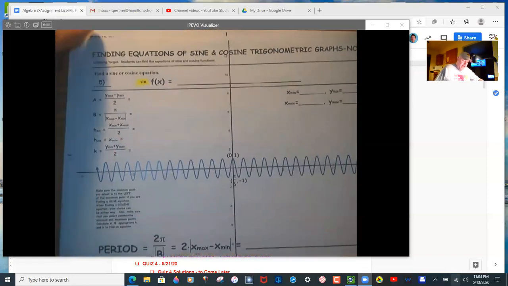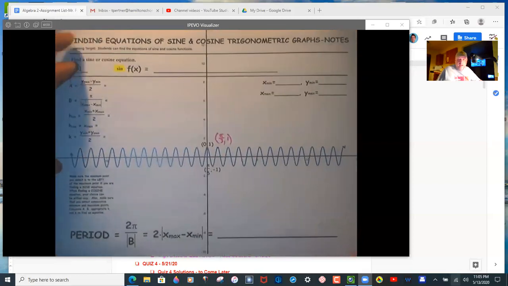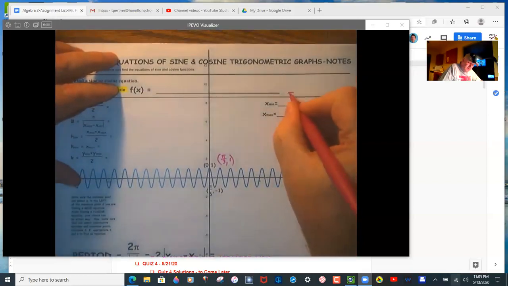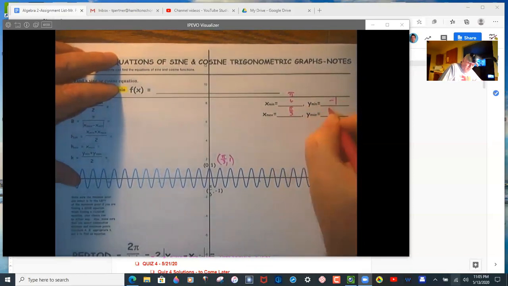So again, this is going to be pi over 3, 1. And since we're doing a sine equation, we need that max to be to the right. So pi over 6, negative 1, pi over 3, 1.